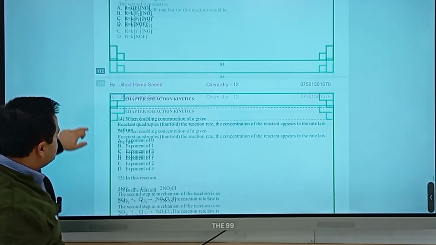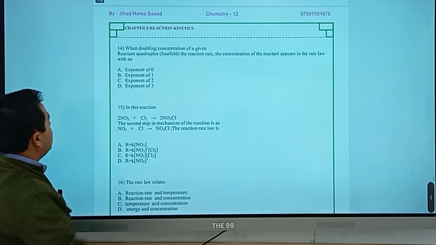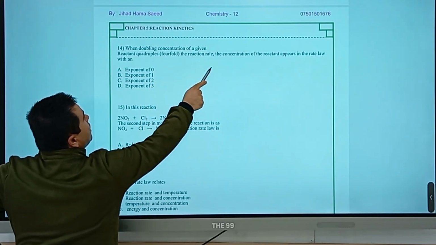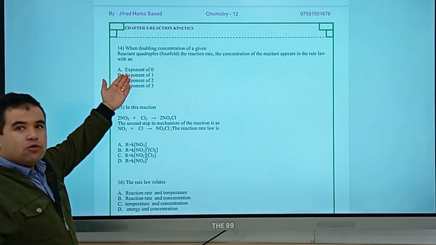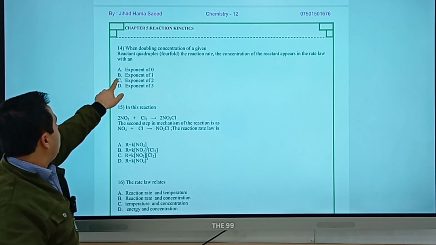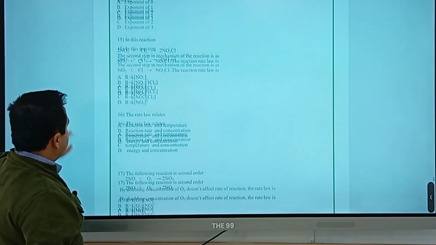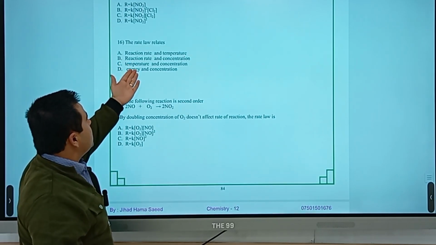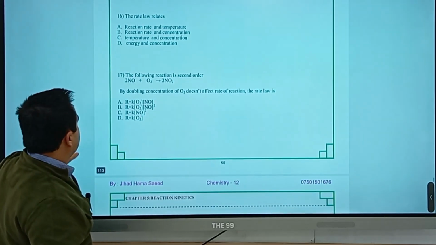The same types of questions asking for the rate of the reaction. Another question: when doubling the concentration of a given reactant quadruples the reaction rate, the concentration of the reactant appears in the rate law with an order of what? Doubling this quadruples the rate, so the order is 2, the exponent of 2, guys. The rate law relates what? Of course, reaction rate and concentration of reactant.